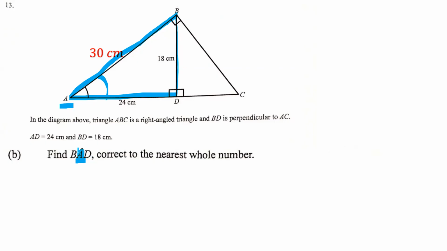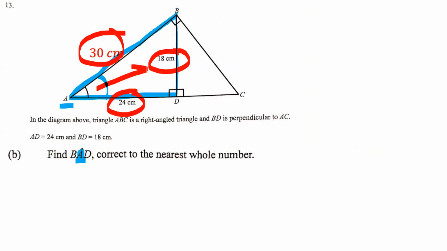So what do we know that we have? We already know that we have, let me use red, this side, 24. We have 18 centimeters, and we have 30 centimeters. Now, this is the angle that we're trying to find. If we go across, this will be what we call our opposite. The side that is opposite the given angle is the opposite side. So this will be called the opposite.